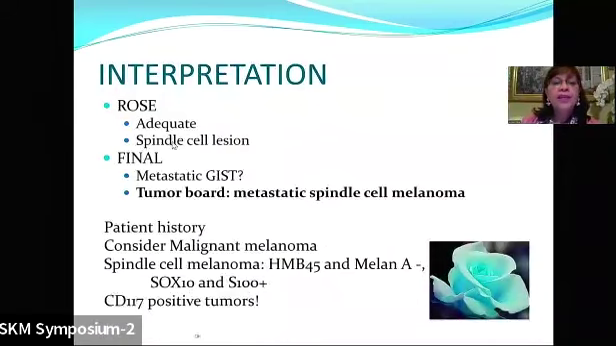So at the time of ROSE, I said it's adequate. It's a spindle cell tumor. And I was favoring metastatic GIST, but once I found out the patient had a history of ocular melanoma, with additional stains, we were able to diagnose metastatic spindle cell melanoma. This was many years ago, and that's how I remembered that KIT is also positive in melanoma, as opposed to just thinking about GIST or mast cell disease, etc.